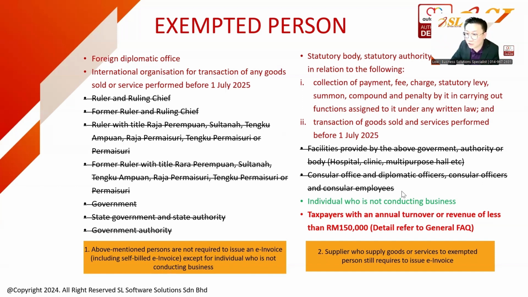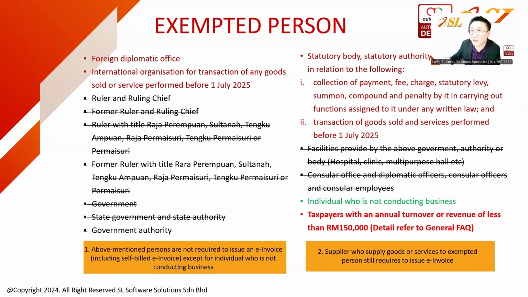And the last one: individual who is not conducting a business. For this part, individual is like the employment, no? Okay, it is 100% purely employment. No part-time, no business income. Okay, it's called individual not conducting business.